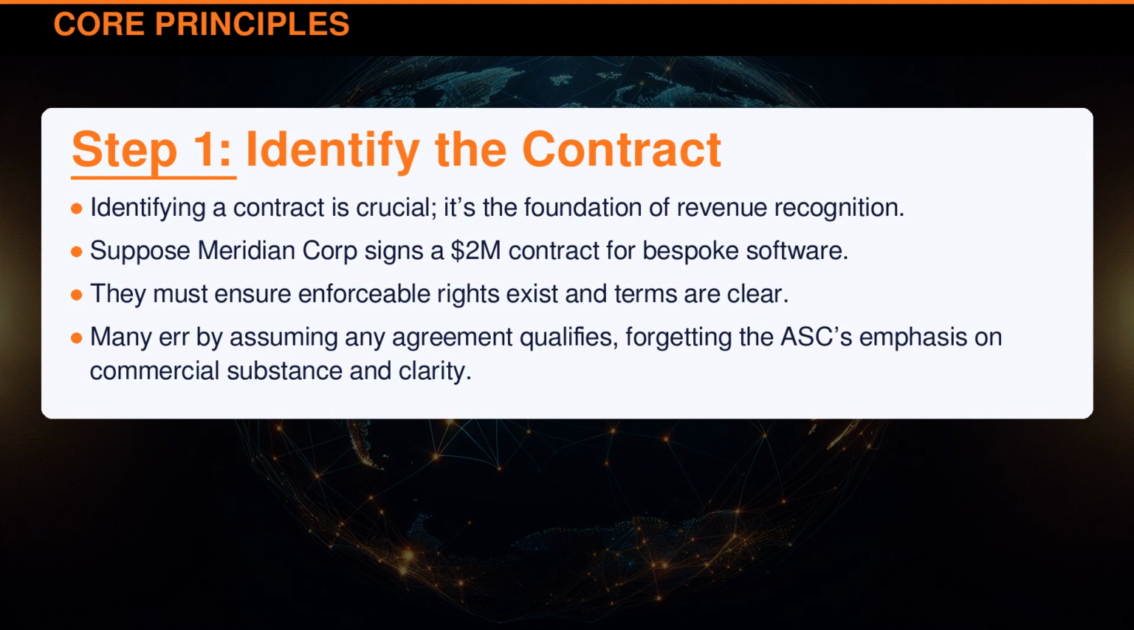Identifying a contract is crucial. It's the foundation of revenue recognition. Suppose Meridian Corporation signs a $2 million contract for bespoke software. They must ensure enforceable rights exist and terms are clear. Many err by assuming any agreement qualifies, forgetting the ASC's emphasis on commercial substance and clarity.